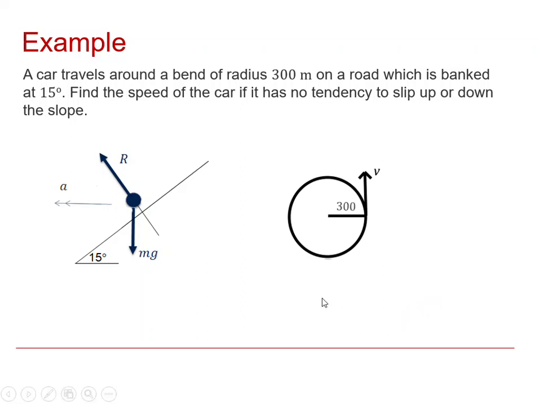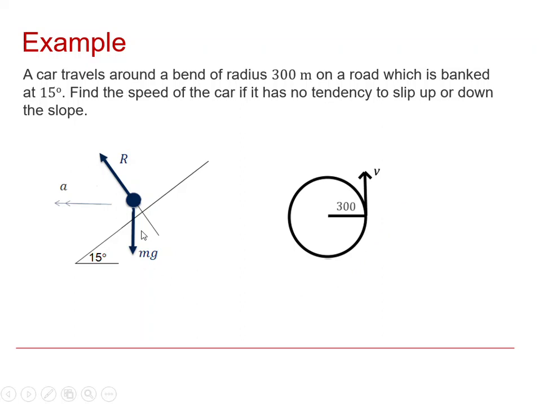Well, there are two diagrams there. The one on the right simply represents the idealization of the bend. That is a full circle, even if it doesn't actually do the whole circle. And we've got the velocity shown on that diagram, and that's what we're going to be trying to find. Well, the magnitude of it, which is the speed.